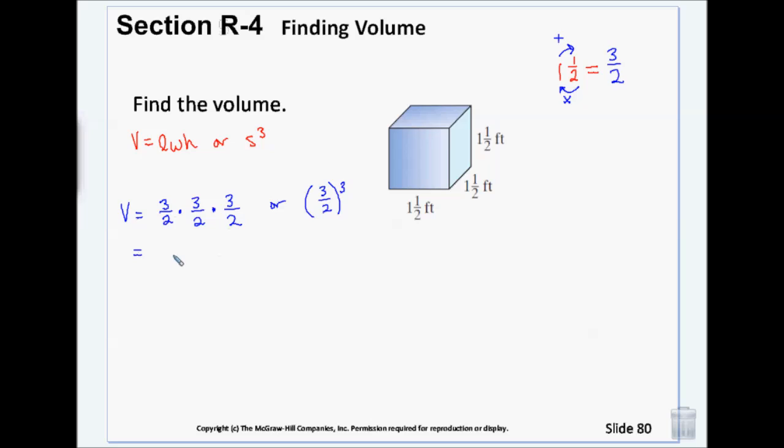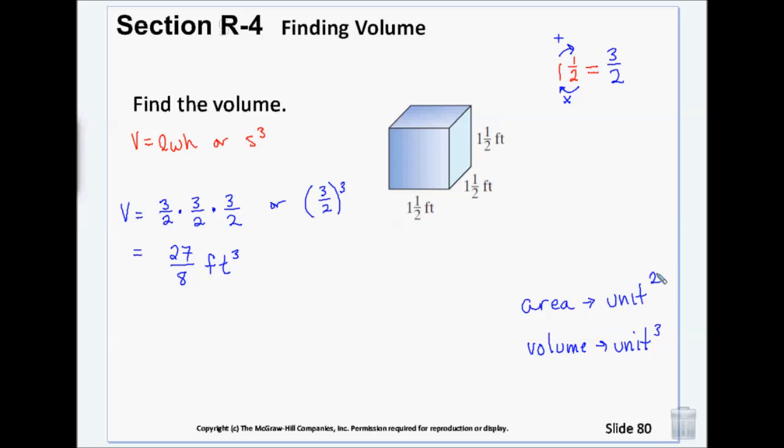3 times 3 times 3 is 27. 2 times 2 times 2 is 8. And it's feet, and it's volume, so it's cubed. So area, unit squared. Volume, unit cubed. And that's any unit. Centimeters, inches, feet, yards, miles, whatever.